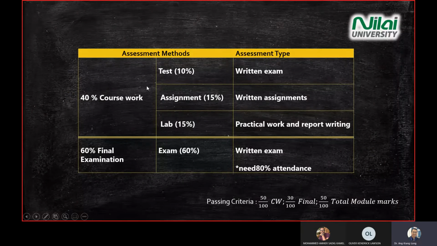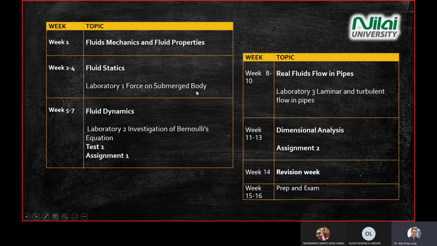Just to recap the assessment percentages: the test will be 10%, assignment 15%, lab 15%, and your final exam is 60%. Your lab 1 report will be due this Friday. I give you until this Friday, so submit by this Friday. Next week, the binary equation report will be due on next Friday also, right?